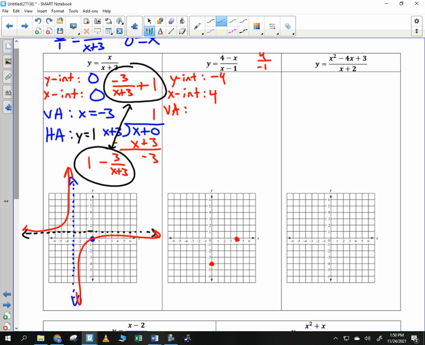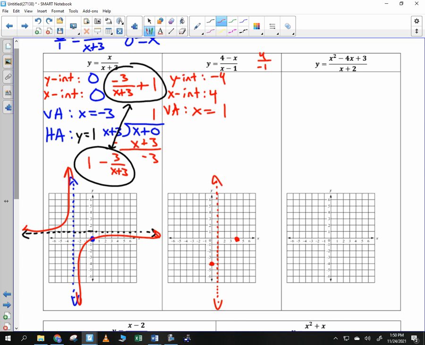Vertical asymptote. For what value is this function undefined? 1. So x equals 1. So I've got a vertical asymptote right there. Look at where it's undefined. And that will be confirmed when we divide.